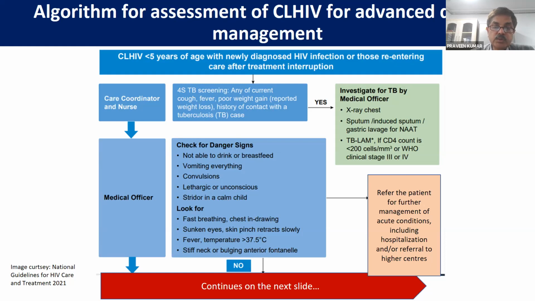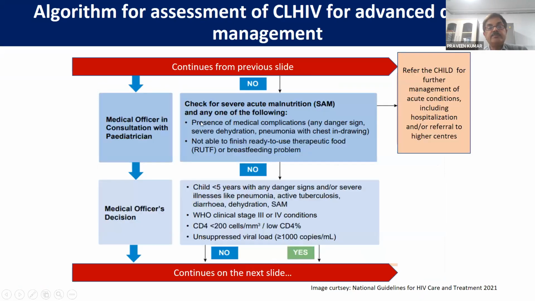So for this, we need to look for certain examination findings, and these are fast breathing, chest indrawing, whether the child has sunken eyes or skin pinch goes back slowly or very slowly, whether the child has fever, stiff neck or bulging fontanelle. If the child has any of them, then we have to refer the patient for further management for these conditions which you have identified. If it is not there, then you will examine further, and you will look for severe acute malnutrition, whether the child will need hospitalization, and if the child has some medical complication or poor appetite, then you will send for hospitalization or refer to a higher center where these children may be managed.